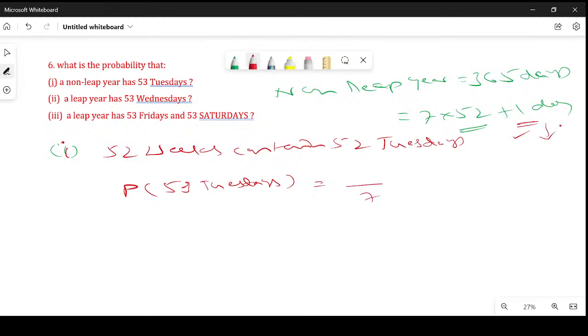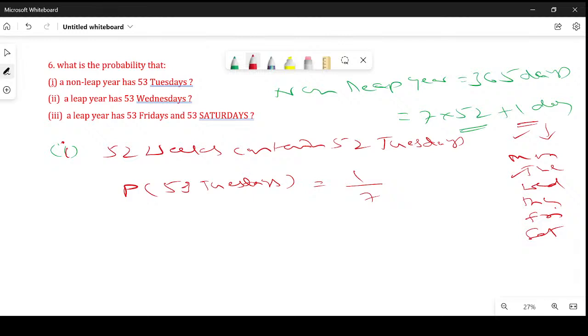Why? Because this remaining one day, what is the possible one day? It may be Monday, Tuesday, Wednesday, Thursday, Friday, Saturday, right? These are the possible ones. This is the total number of cases, 7. But we are expecting 53 Tuesdays, so the favorable cases will be only 1. So the probability of 53 Tuesdays is equal to 1 by 7.